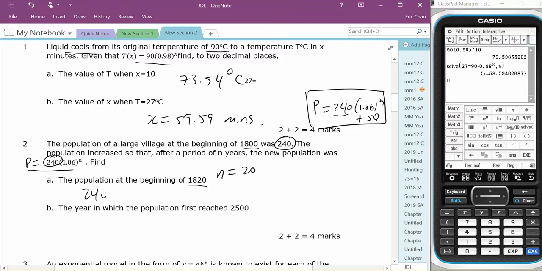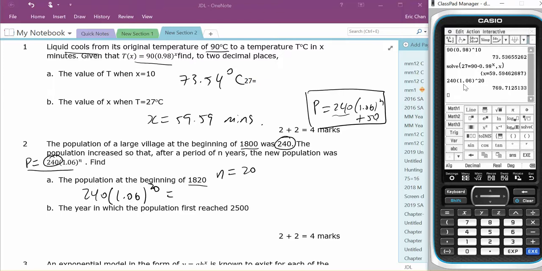So you're going to calculate 240 by 1.06 to the power of 20. That's what that gives us. We're talking about population here, we're talking about people, so we always round up to the nearest whole number. When we talk about population, it doesn't matter if it's like 0.1, you always round up. So 770 people, because you can't have 769.71 people. It doesn't make sense unless we have a dismembered body, which we don't want. So it's 770 people.